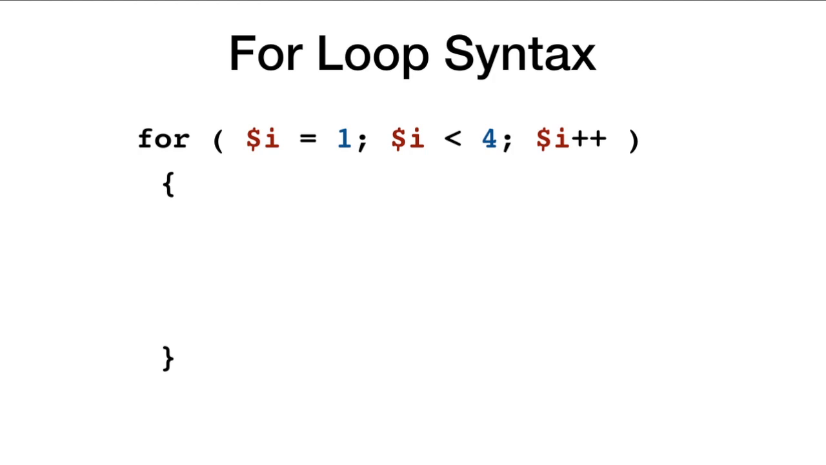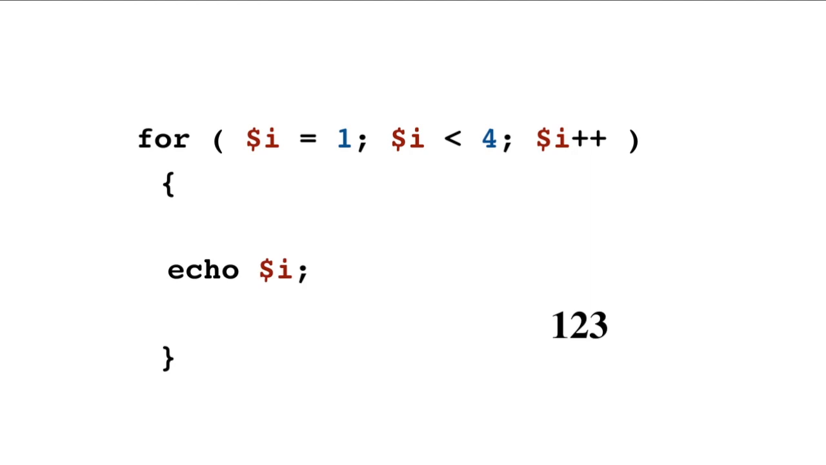Inside the body of the loop, we'll go around as many times as needs to. We're going to echo $i here, and this is going to result in an output of 1, 2, 3. So $i starts off at 1, so we'll echo 1. Next time round, $i is 2, so we echo 2. Next time round, $i is 3, so we echo 3. And we don't get to 4, because 4 would not be less than 4. So we get 1, 2, 3, okay?